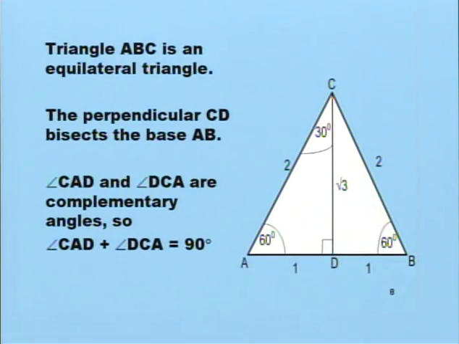Triangle ABC is an equilateral triangle. In an equilateral triangle, each angle is equal to 60 degrees. The perpendicular CD bisects the base AB as well as the angle at C. The angle at C is 60, so if it is bisected, you will have 30. So angle CAD and angle DCA are complementary angles, and if you remember what we said earlier, complementary angles sum to 90 degrees. So we have angle CAD plus angle DCA is equal to 90 degrees.